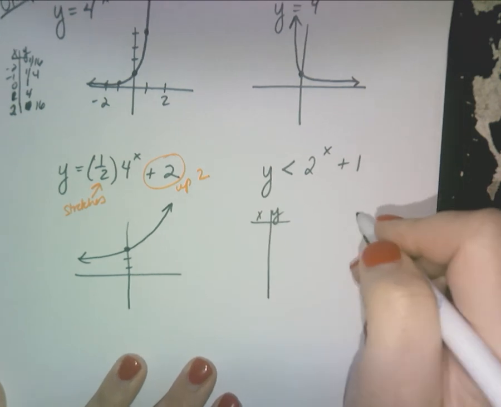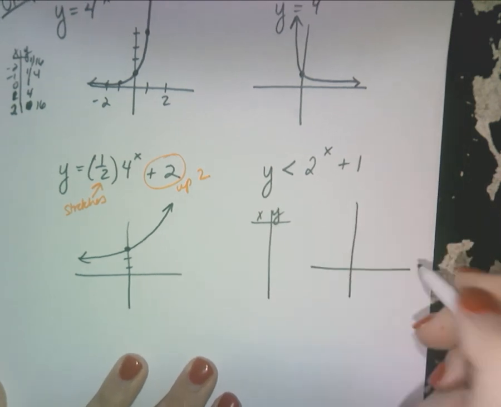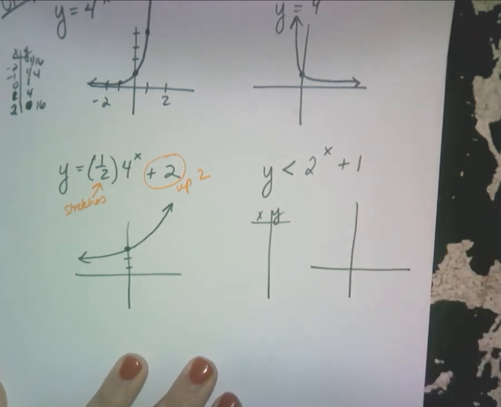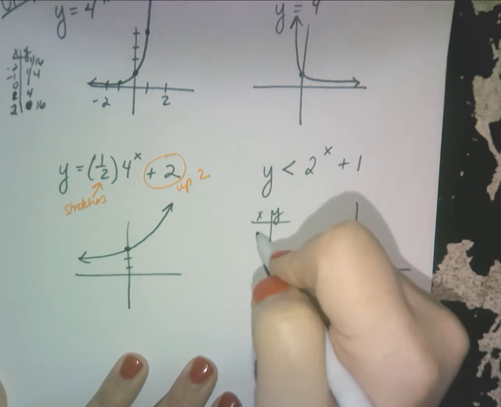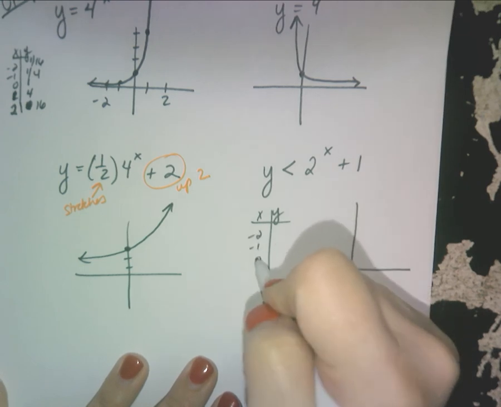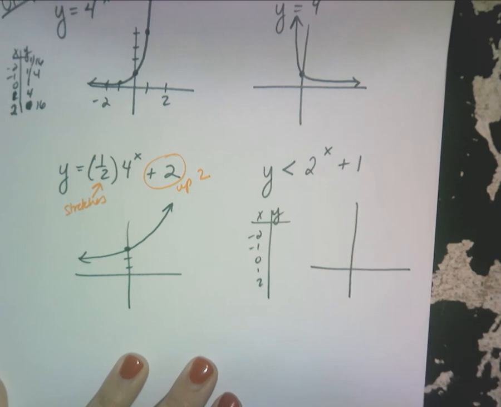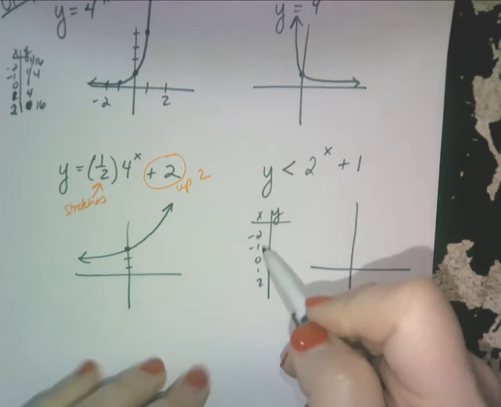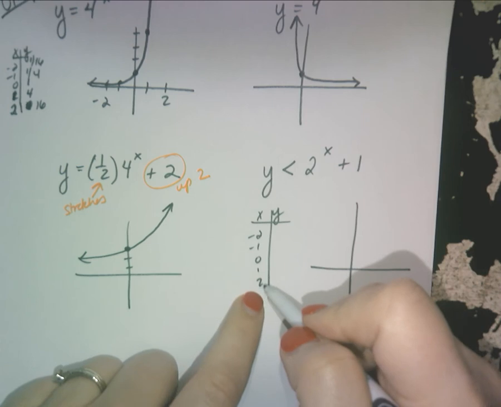All right, I want to make a table only because I just think it's good to look at the tables as well. And again, when I make a table, I do -2, -1, 0, 1, 2, except for that one where I switched it because I'm a moron. Okay, so let's work with positives.